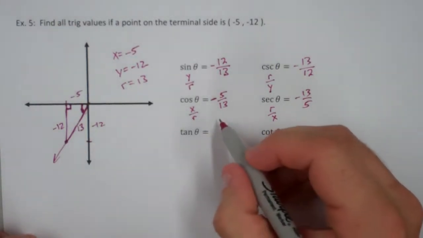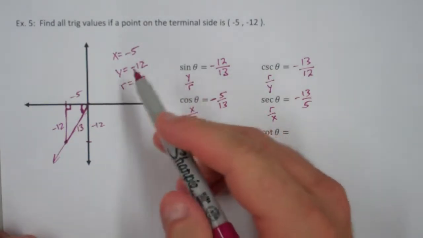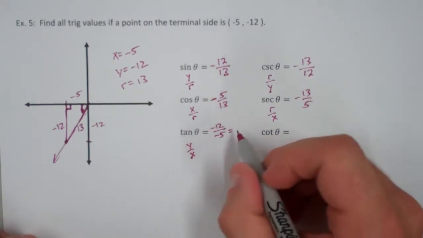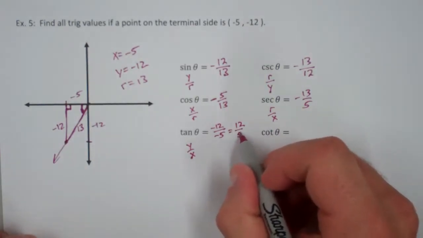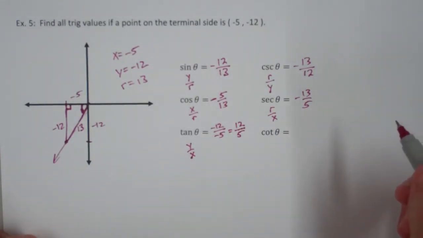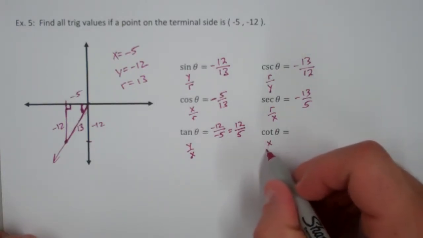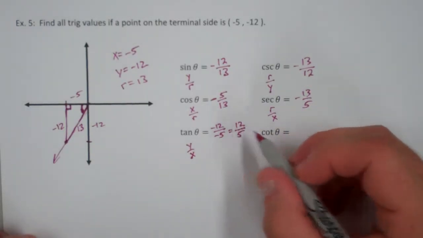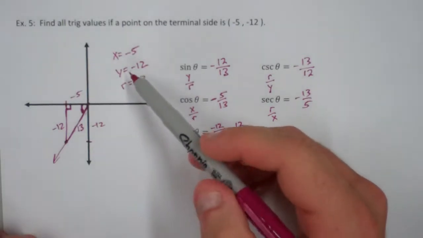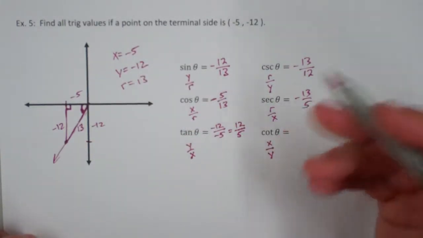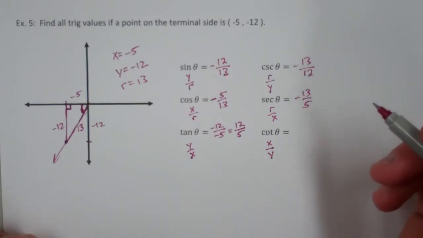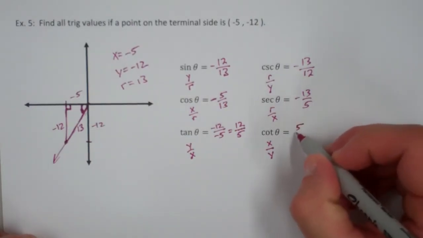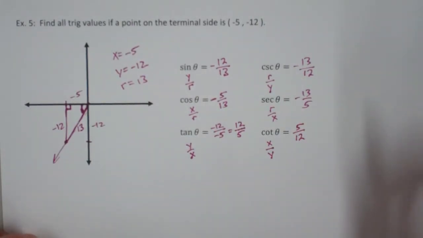The tangent is y over x, so when we set this up, we're going to go -12 over -5, and we want to simplify this. Negative divided by a negative is a positive, so this will be positive 12 over 5. The cotangent is the reciprocal of the tangent, and so we need to either just flip this one here, use the reciprocal there, or you can set it up x over y, -5 over -12. The negatives together, negative divided by negative, would be a positive, and you'd wind up with the reciprocal of 12 over 5, which would be 5 over 12, any which way that you'd like to do that.